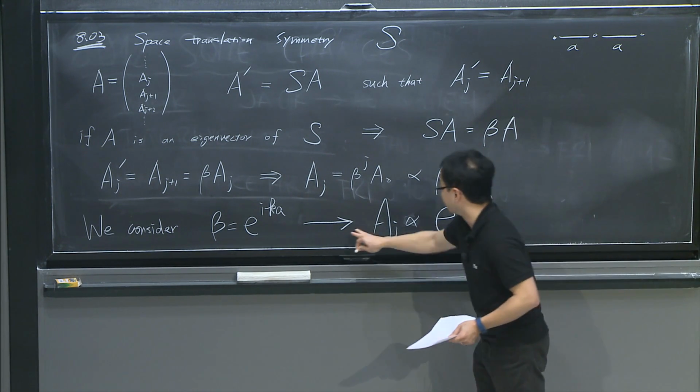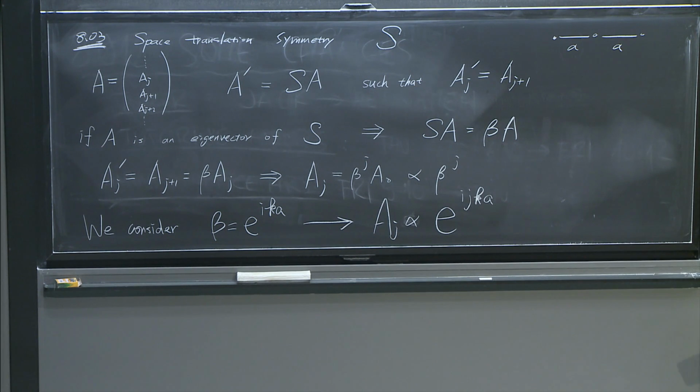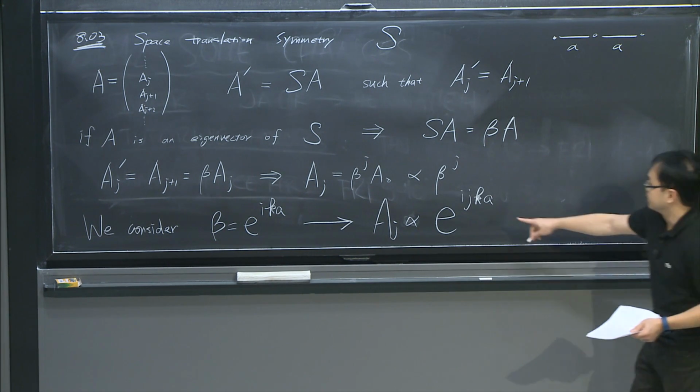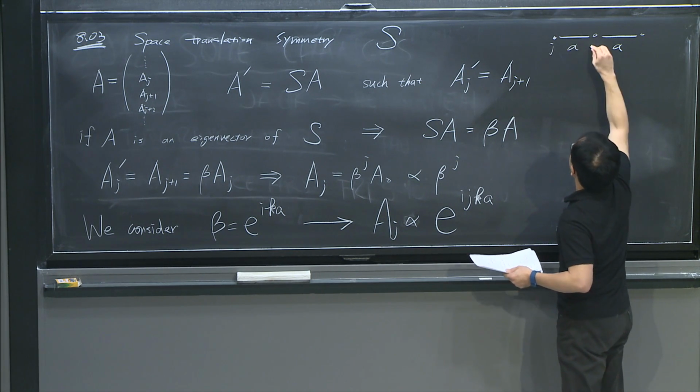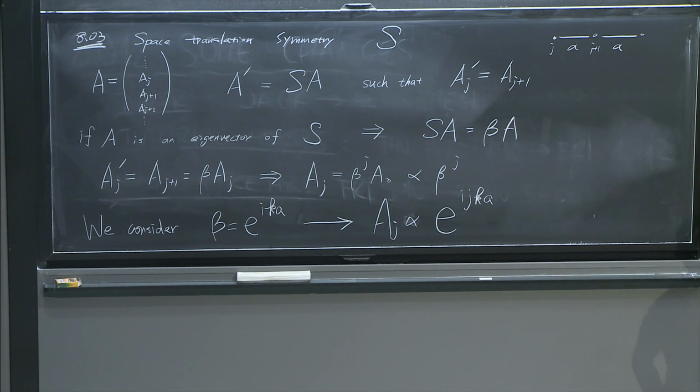Then after that, we found that the amplitude will be proportional to exponential iJKa, and J is just a label of J's component in the system. Okay.